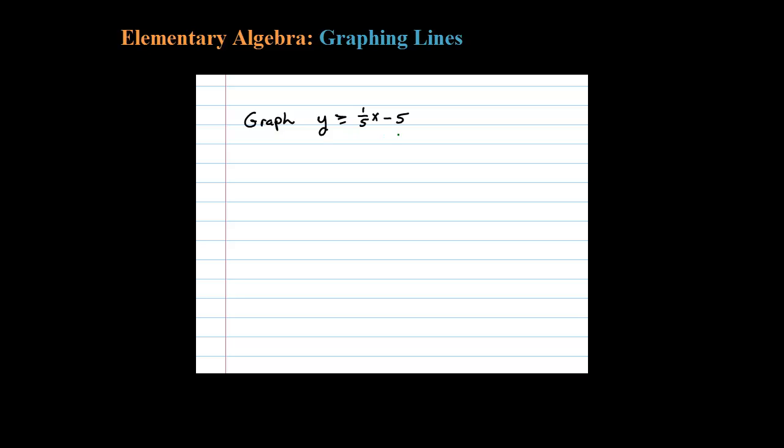Here we're asked to graph this linear inequality with two variables. Step number one is to graph the boundary. Okay, so we're going to graph y equals 1/5 x minus 5. Now it's in slope-intercept form, so just by looking at it here, we know the slope is 1/5. Okay, and the y-intercept occurs when x is 0, so 0 comma -5.